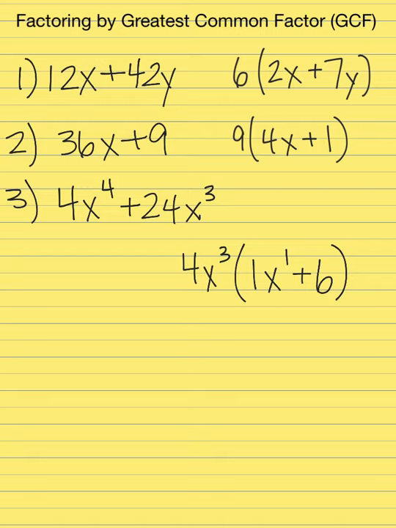Now the best thing to do sometimes is, of course, to check your thinking. And to do that, again, so it's just what I just did, we would want to distribute and see, did we get the same answer? So again, 4x to the third times 1x to the first would give me 4x to the fourth. 4 times 6 gives me 24, and x to the third hangs out with it.